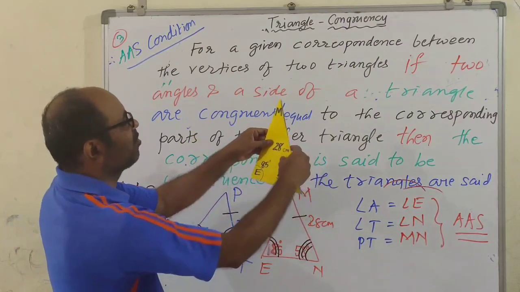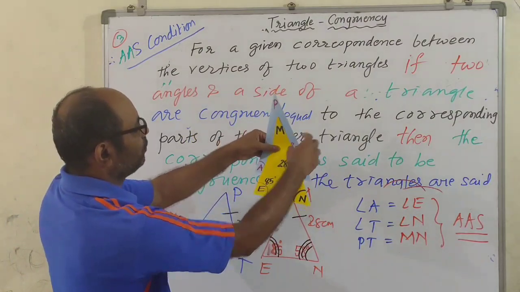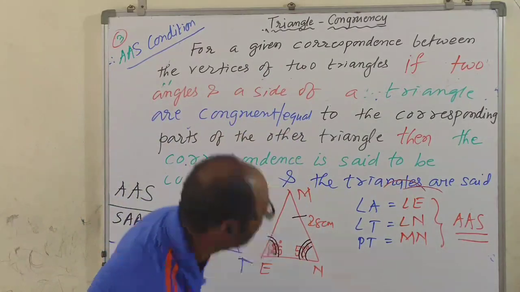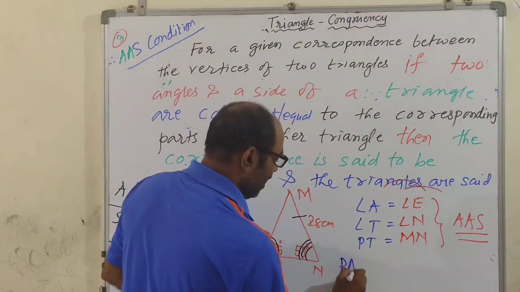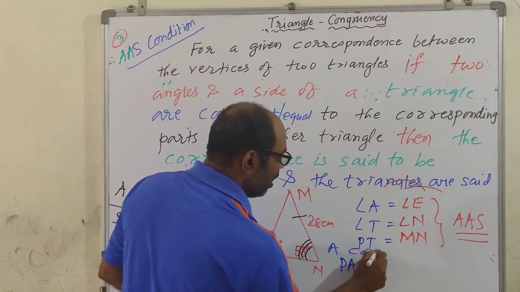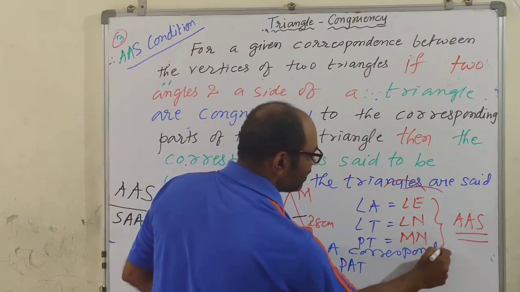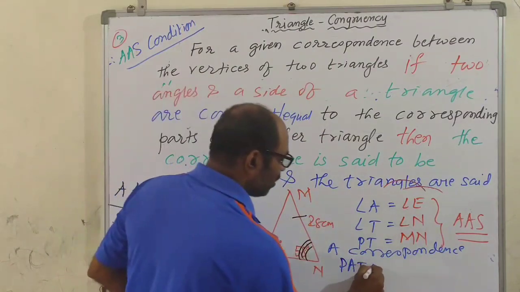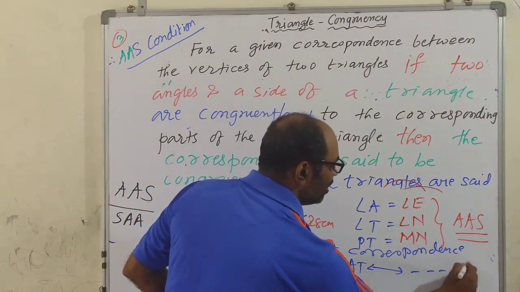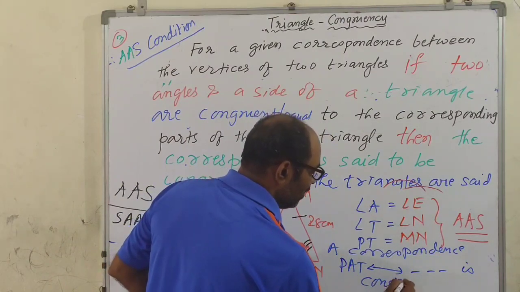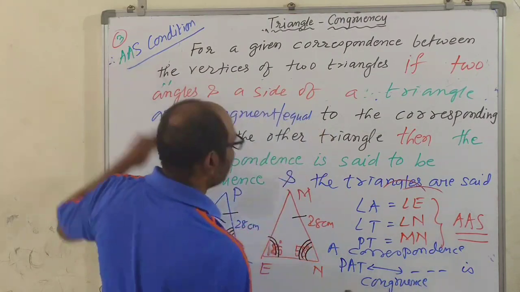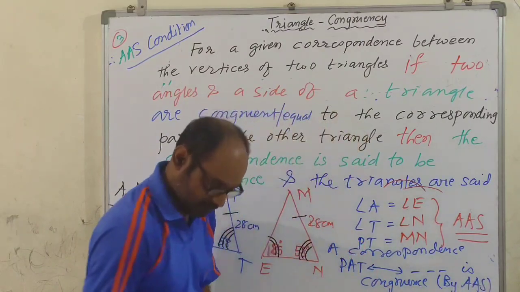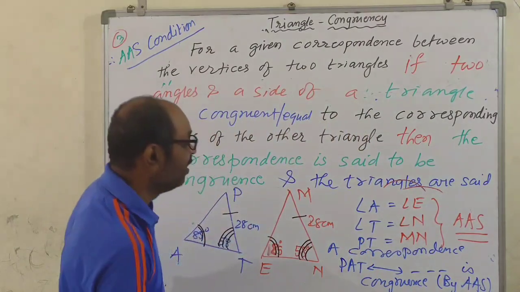So which correspondence is congruence? Let's see. Okay, I didn't write that. We'll write that first. PAT, I have to write a correspondence. PAT, I have written in blue. PAT corresponds to dash is congruence. By which condition? By angle, side condition. Right? Now let's see. Check.